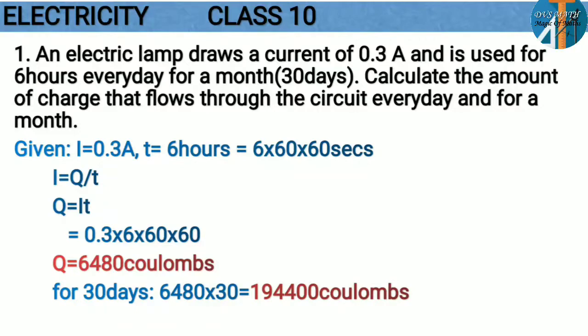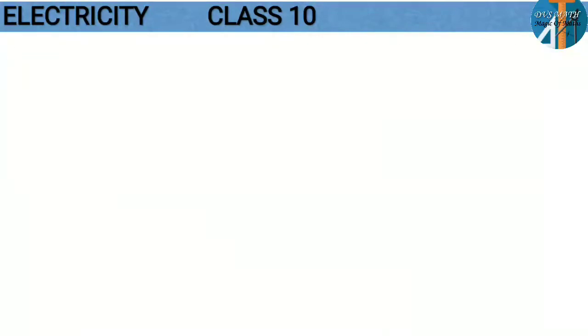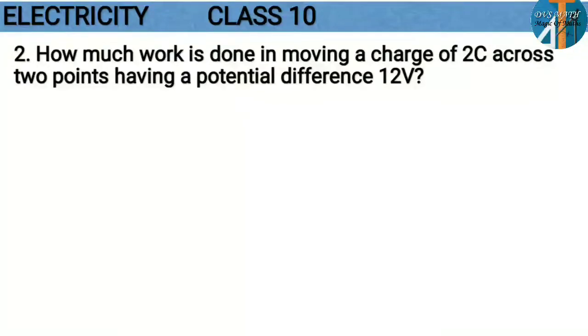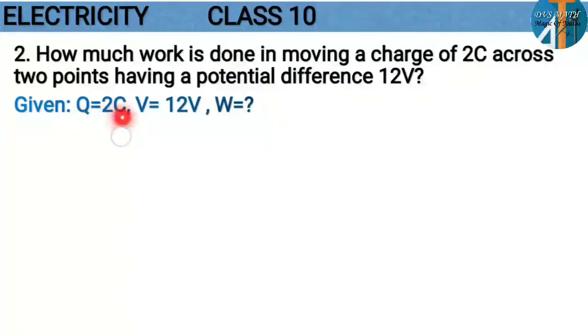Clear? So let's move on to the second problem. How much work is done in moving a charge of 2 coulomb across 2 points having a potential difference of 12 volt? As soon as you see this, 2 coulomb is the charge, that is Q. 12 volt is the voltage V. They are asking for work, W. So the given is Q is 2 coulomb, V is 12 volt, and we find W.